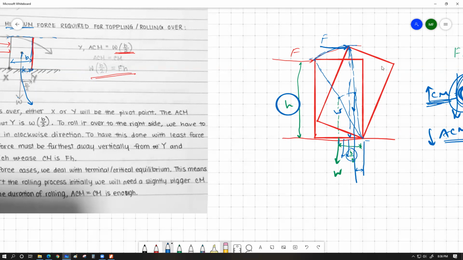Eventually, right at the verge of toppling over, I mean when this corner is going to be perfectly above the initial vertical edge, the F requirement is going to become 0, because beyond this point we don't have to push anymore. The object's weight itself is going to make the remaining of the rotation to make the object fall down. Is it understood?